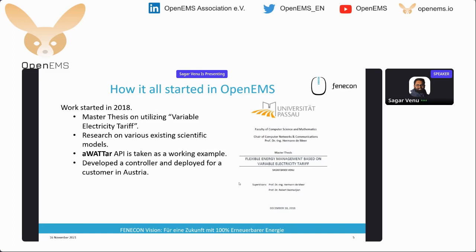We wanted to develop that controller in OpenEMS, deploy it at a customer site and see a real output. So we took the help of Avatar. Avatar is a company which provides dynamic prices, where the prices change every 1 hour. They gave us a separate key so that we could experiment with it. We developed that controller and deployed it at a customer in Austria. We let it run for a couple of months, and the output was really interesting.